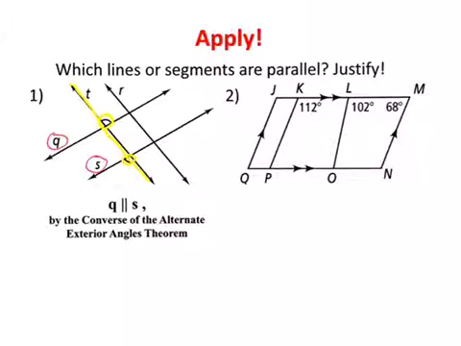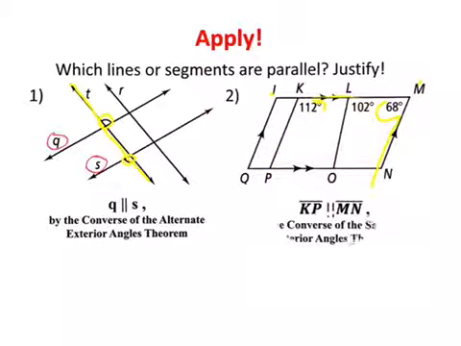In question 2, we've got the markings for parallel, so that's pretty straightforward. But we should also notice that we've got 112 and 68 here, that when added together, those two angles make 180. So if these are our lines here, and this is a transversal, those two angles are same side interior. So that means for us, we can say that KP is parallel to MN by the converse of same side interior angles theorem.